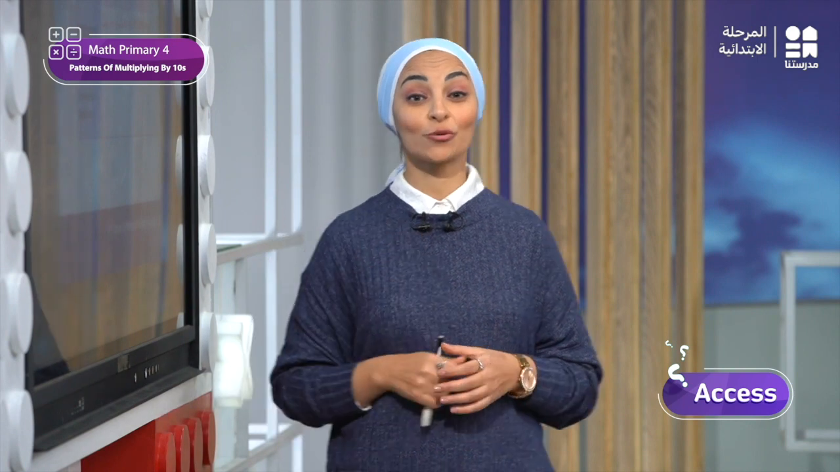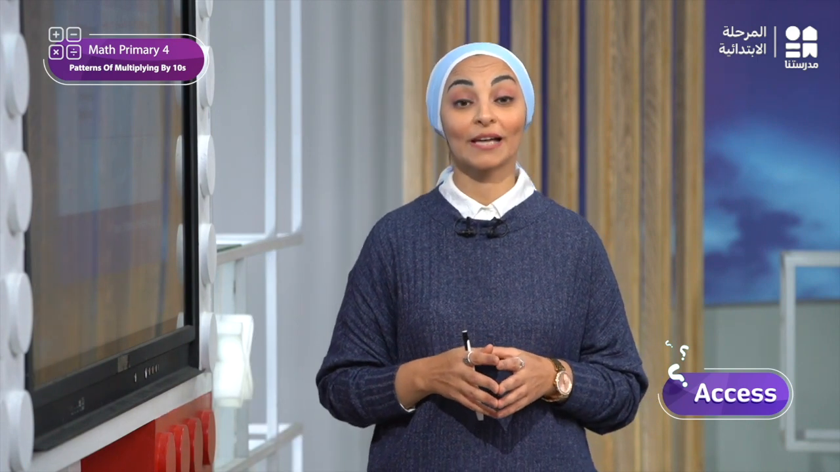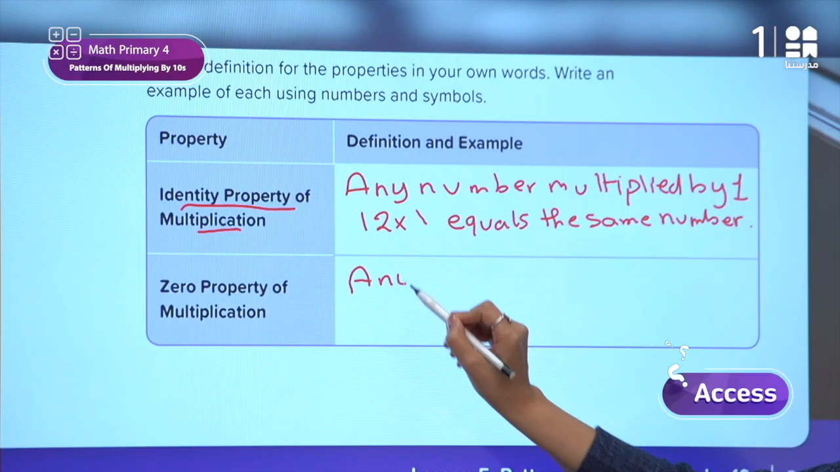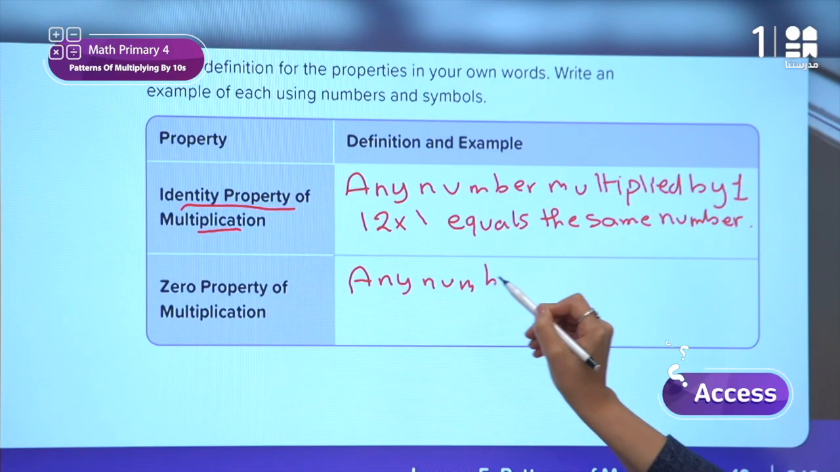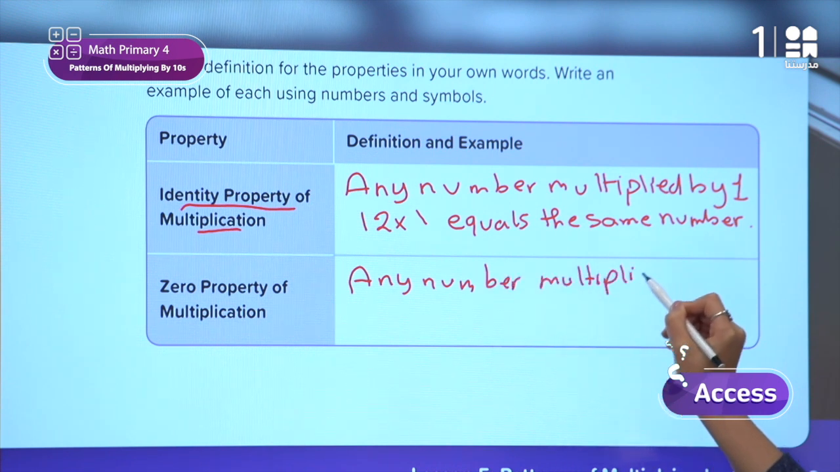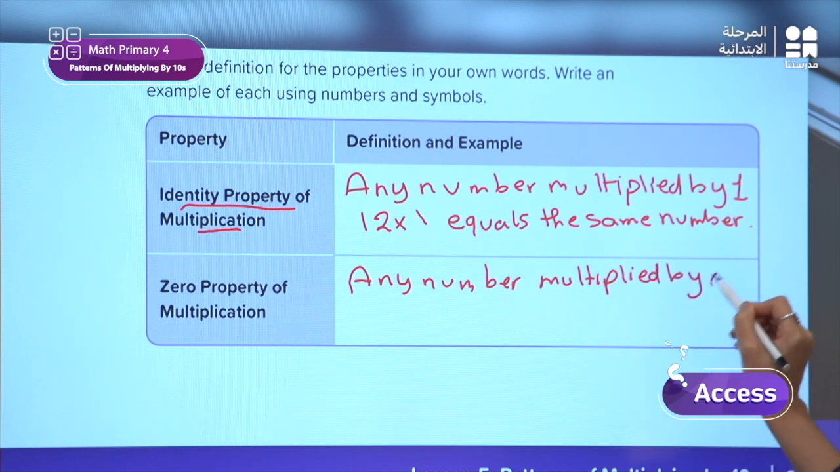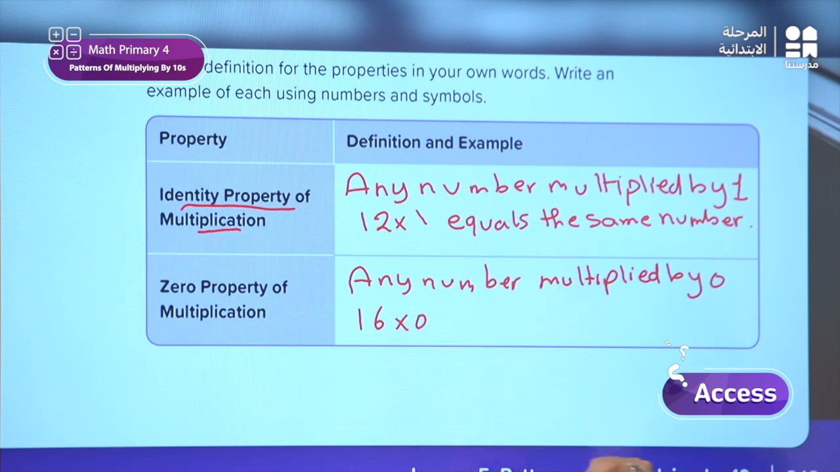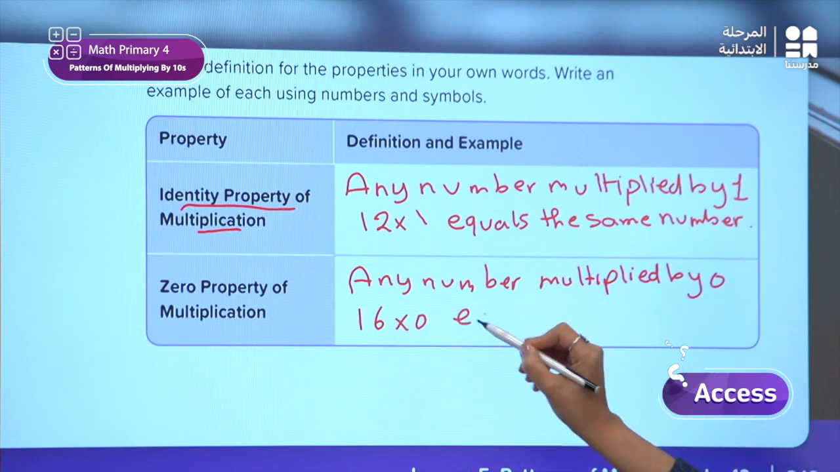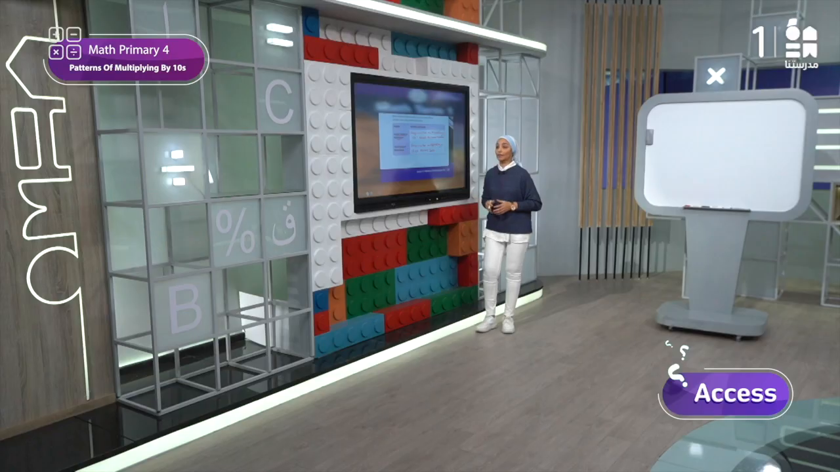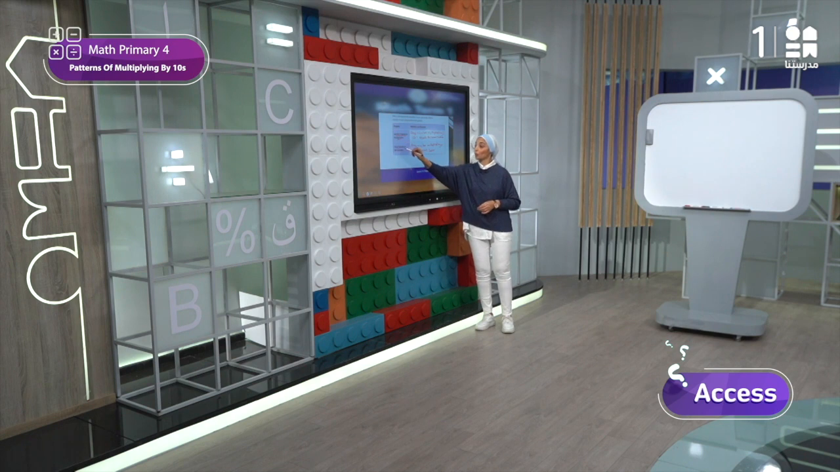And also, I am sure that many of you have written that any number multiplied by 0, like, for example, 16 times 0 equals 0. And this is what is called zero property of multiplication. This is the definition of it.